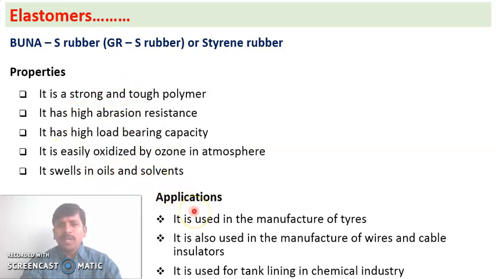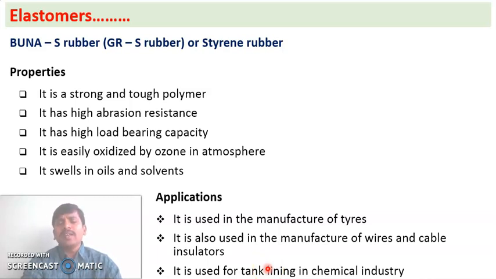Next, applications of Buna rubber. Buna rubber is used mainly in the manufacturing of tires, so automobile tires and motorcycle tires are made up of Buna rubber. That is one application. Another application is the manufacture of wires and cable insulators. Wires and cable insulators are made up of Buna rubber. Next, another application is that Buna rubber is used in tank lining in chemical industries. In chemical industries, different solvents are stored in the tanks.